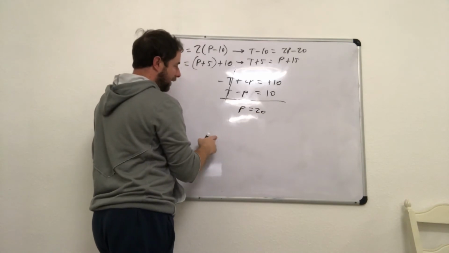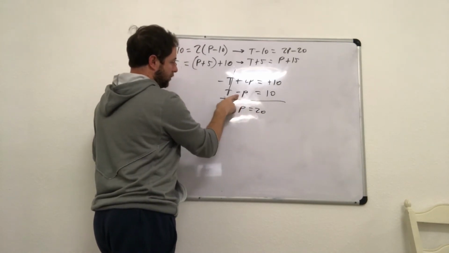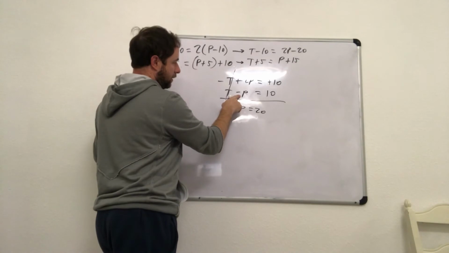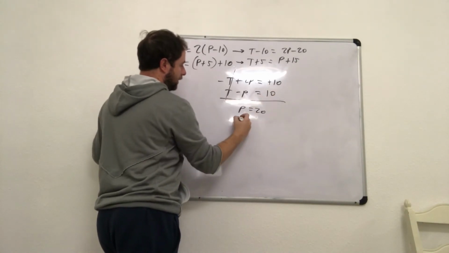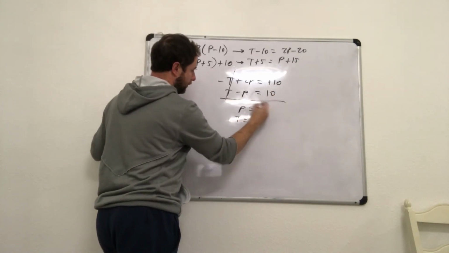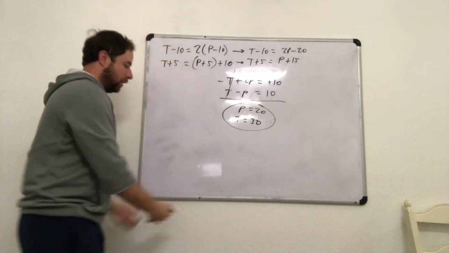That's not too bad at all. And if you go to this equation, if p is 20, bring it to the other side, t is going to be 30. So there are their two ages right now.